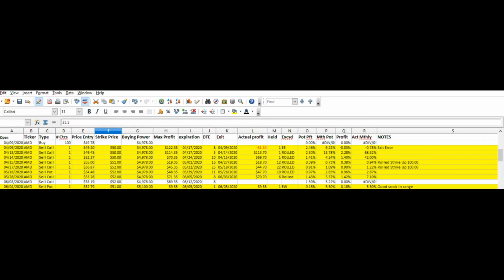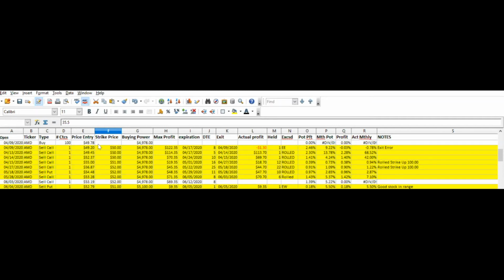AMD is an interesting stock in that it tends to trade in a pretty nice little range, especially lately through the pandemic and everything. So on April 9th, I went ahead and just bought 100 shares of AMD at $49.78.